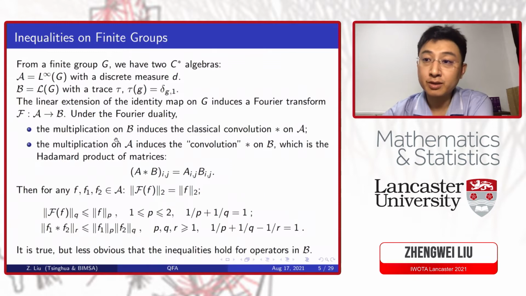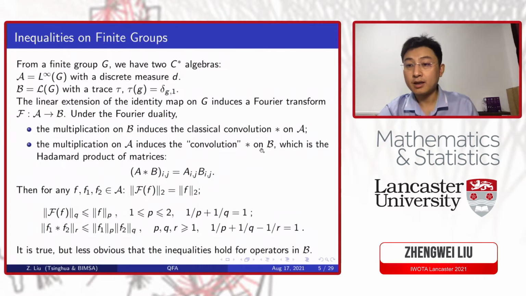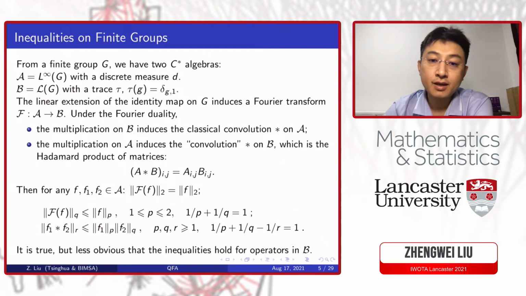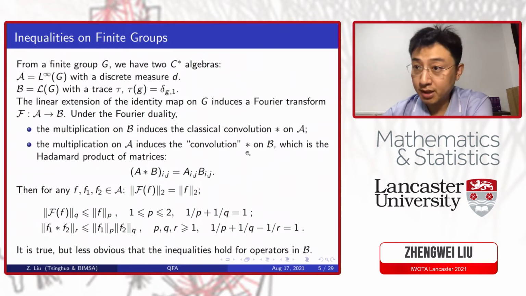But there is another way which is unusual. We have the functions on the group, that's the A algebra, and it has a multiplication. And then we can use the Fourier transform to induce a convolution on the B algebra, on the matrix algebra. Other than the usual multiplication of matrices, we will have a second multiplication, which we can consider as a convolution on B. And in this case, if we compute that explicitly, it will be the Hadamard product of the matrices, namely the pointwise multiplication of the entries of the matrices.